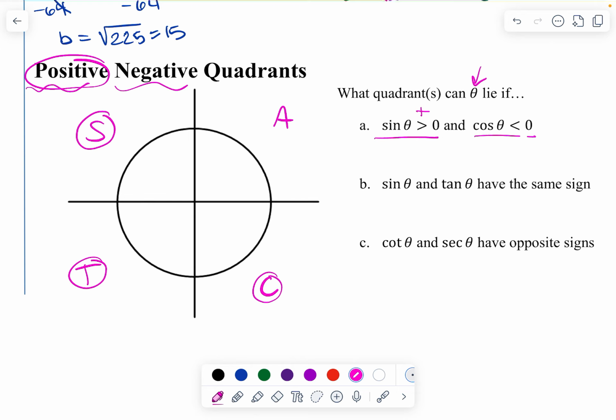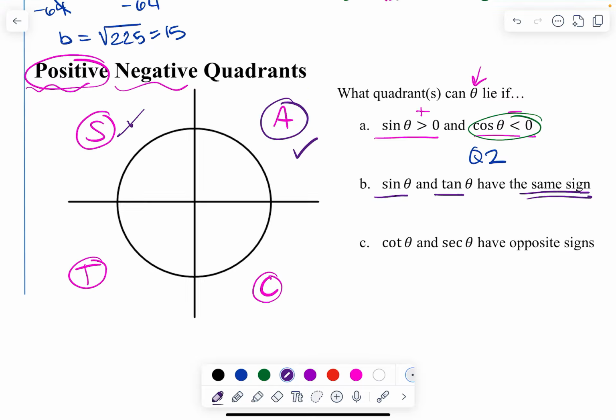All right, looking at the next one, it says, where is sine and tangent have the same sign? Well, we know everything is positive here, so that could work. Sine is positive here, but tangent's negative, so that's not going to work here. Tangent is positive here, but not sine, so it's not going to work here. And cosine is positive here, but sine is negative, and so is tangent. So it is positive here, or the same here as well. So in both quadrants 1 and quadrant 4, they both have the same sign.